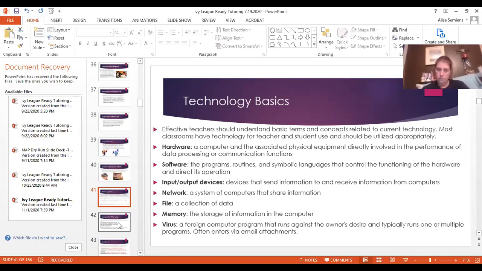Input and output devices are devices that send information to and receive information from computers. Then we have the network, a system of computers that share information, right? That's why you have to be careful what you put on your work computer, because you are sharing a system. File, a collection of data. Then you have memory, the storage of information in the computer. And then virus, a foreign computer program that runs against the owner's desire and typically runs one or multiple programs, often entering via email attachment. So this is basically all you need to know as far as technology. Put this to memory and live your life. That's it.